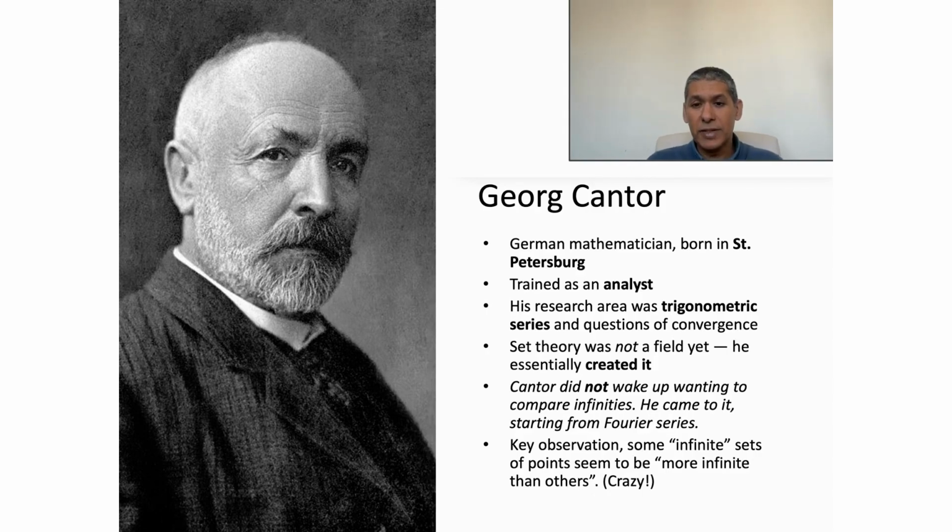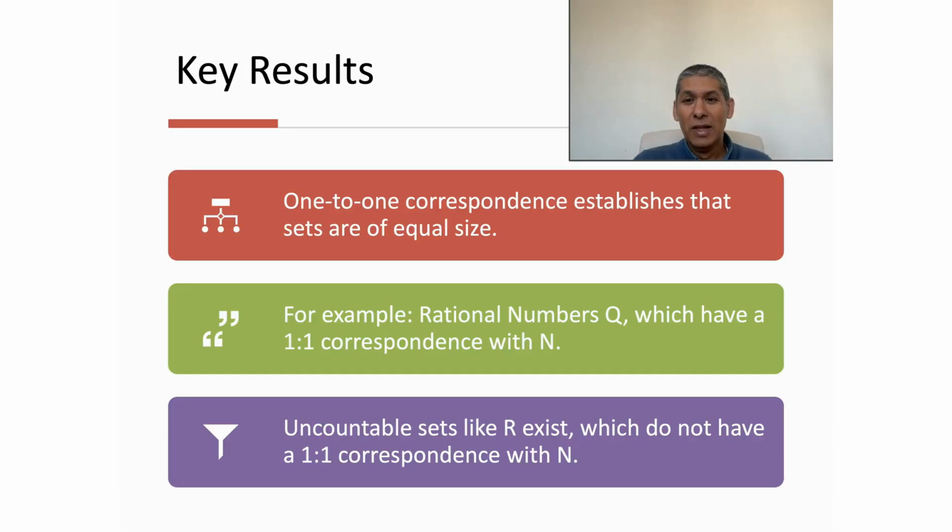He was trying to understand Fourier series, and his key observation was that some infinite sets seem to be more infinite than others. That's a crazy, crazy thought, right? But he persisted with that idea, and he came up with the key results. First of all, he talked about the one-to-one correspondence that establishes that sets are of equal sizes, examples that we just studied, such as rational numbers and the natural numbers. And he also came across uncountable sets like real numbers, which do not have any one-to-one correspondence with the natural numbers.